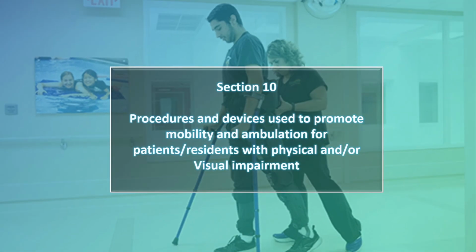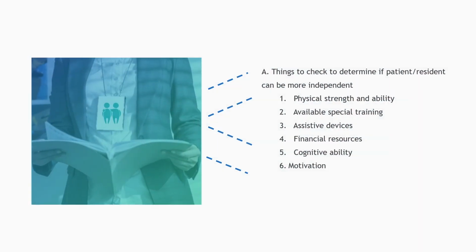Section 10. Procedures and devices used to promote mobility and ambulation for patients or residents with physical and/or visual impairment. Things to check to determine if patient or resident can be more independent. Physical strength and ability. Available special training. Assistive devices. Financial resources. Cognitive ability. And motivation.